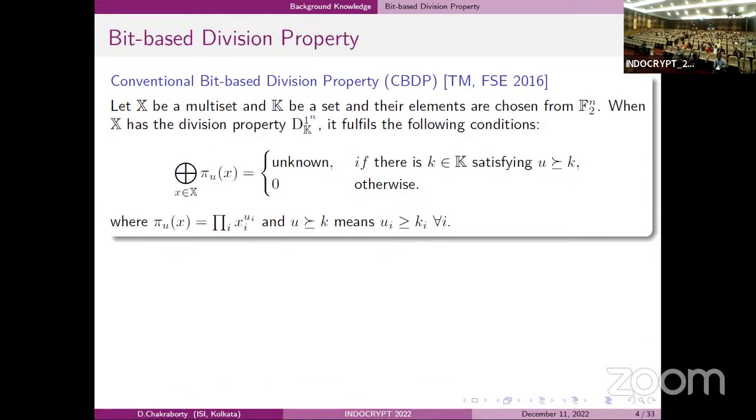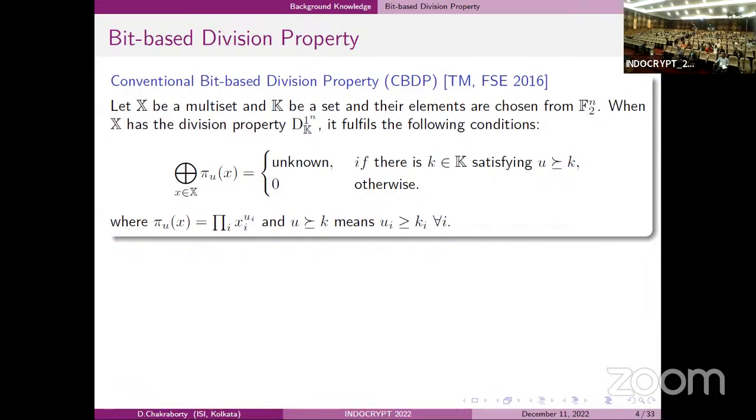Suppose we are starting with the set X, a multiset of F_2^n, and we are giving some property K on the set X. Okay, so this is also a subset of F_2^n.